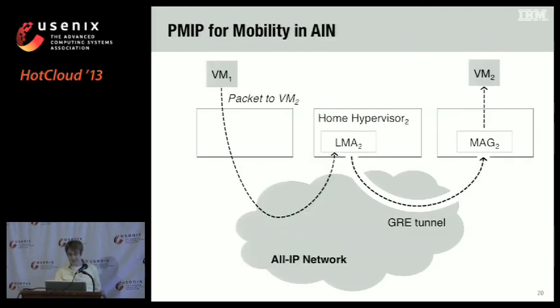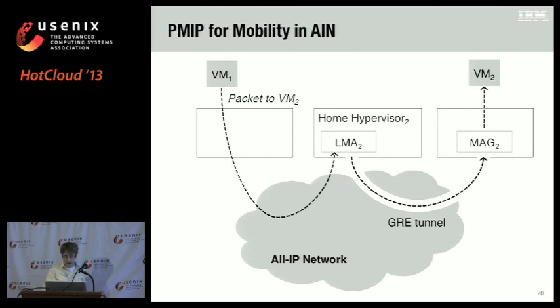It's probably easier to see in a picture, so maybe I should have put this up a minute ago. Okay, so in this example, we have VM1 sending a packet to VM2. VM1 sends the packet through the network, and it goes to the home hypervisor of VM2, where the LMA, the local mobility anchor for VM2, is. There's a GRE tunnel established between LMA2 and the mobile access gateway MAG2. And so the home hypervisor forwards this packet through the tunnel so it can eventually get to VM2.